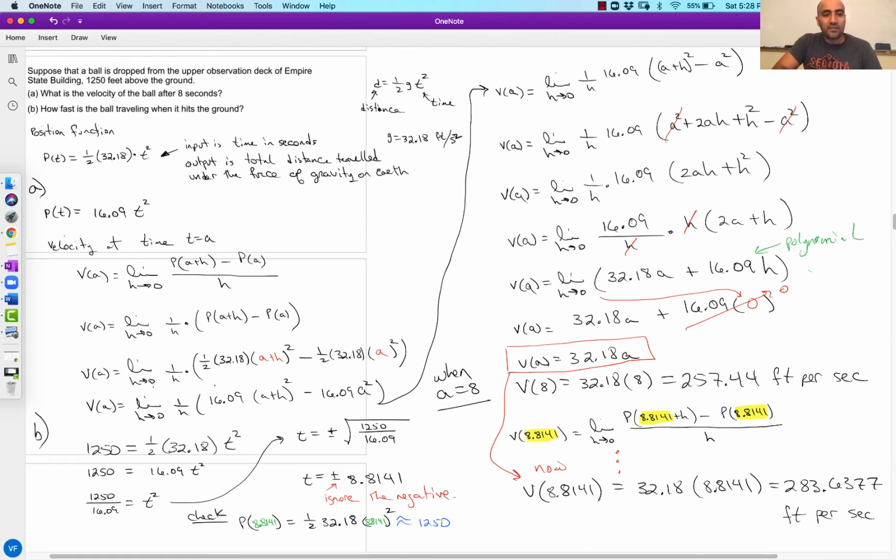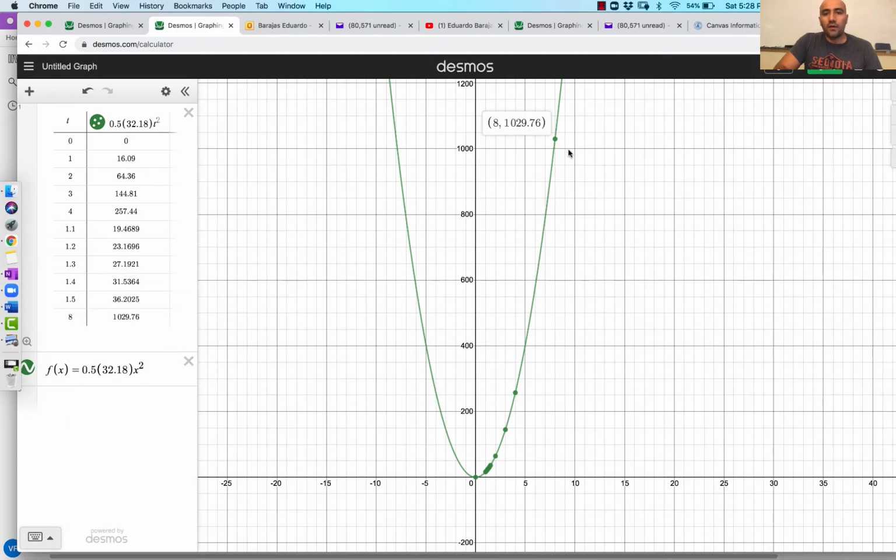So we can come back and solve part a really easily. We can just replace the a with an 8 and get the same answer. And now we can solve part b really easily. We can just take this function, replace the a by an 8.8141, and we get our answer. So the ball, after 8 seconds, let's go back to this function. We know that after 8 seconds, it has traveled 1,029 feet, and we know that it's traveling at 257 feet per second.